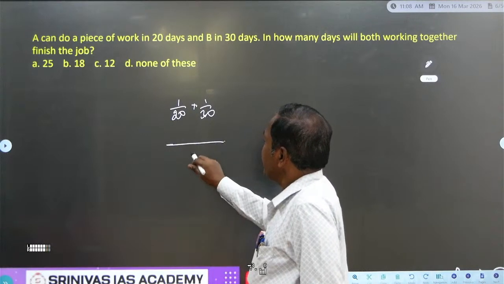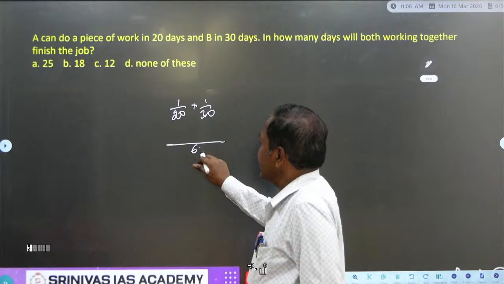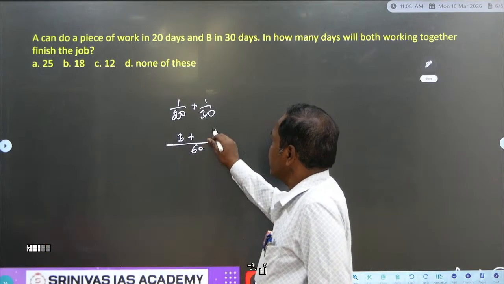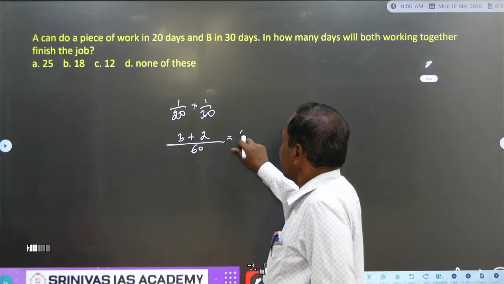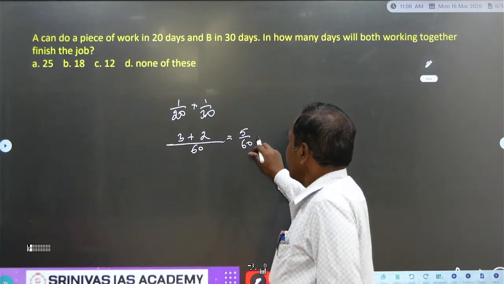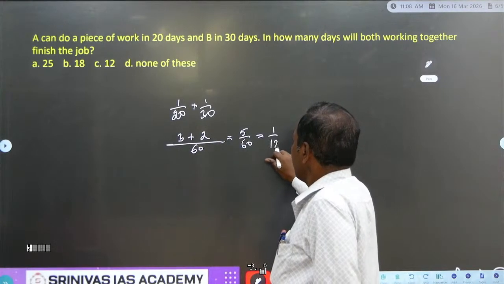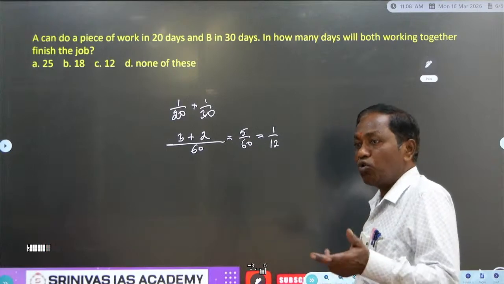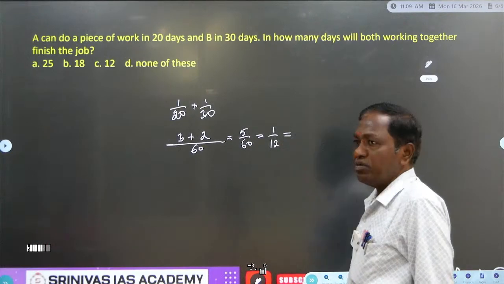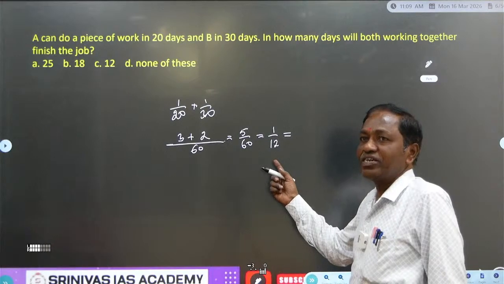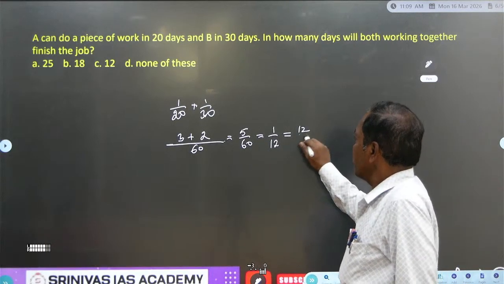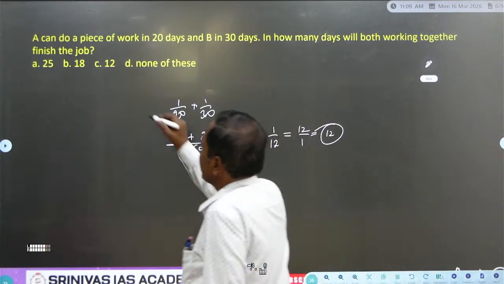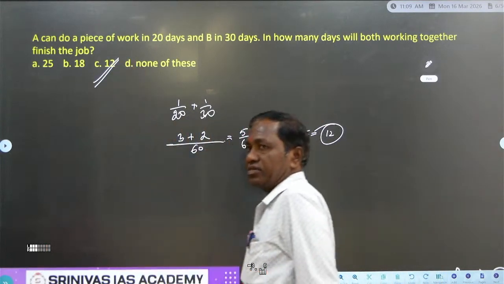What is the LCM of 20 and 30? 60. 60 divided by 20 is 3, 3 into 1 is 3. 60 divided by 30 is 2. It means 5 by 60 equals 1 by 12. 1 by 12 is the 1 day work of A plus B. Total how many days it takes? Denominator is the total days. It means 12 by 1, the 12 days it takes. Both of them can complete the work in 12 days.